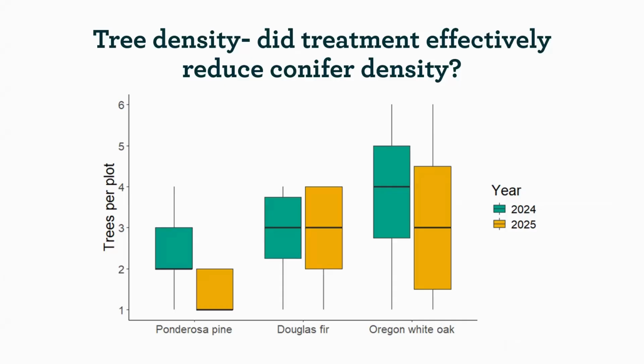Those were noted as having some abnormal growth forms like broken tops or bent, kind of like a bent over bowl. So I think that might be why they were removed. We also looked at snag density, but found no differences after treatment.